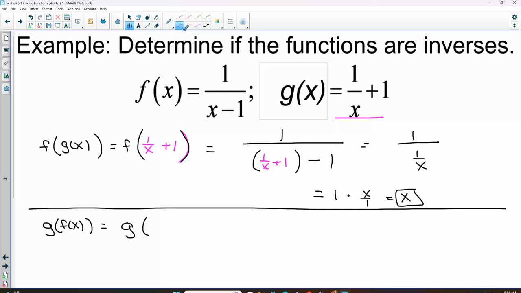So this time I'm starting on the inside. f is now 1 over x minus 1. So I'm going to function g, and I'm replacing my x with 1 over x minus 1.